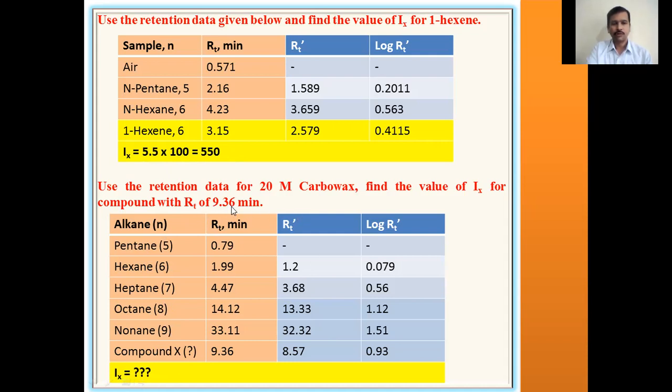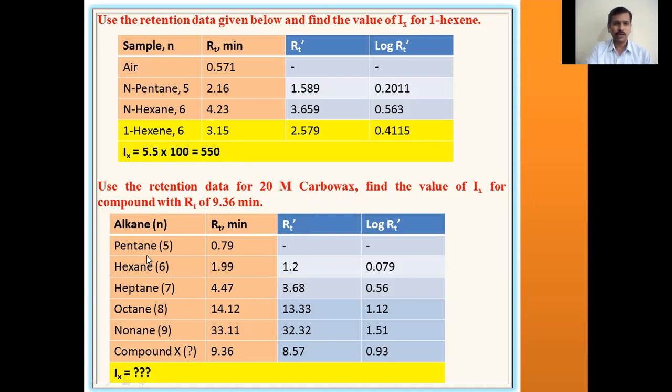So which has been eluted in 9.36 minutes by using a column containing 20 molar Carbowax as the stationary phase. Standards used in this case are n-pentane and n-hexane. The unknown compound was 1-hexene, for which you calculate the retention index. Here, the unknown compound was eluted in 9.36 minutes. What is the retention index you have to calculate?